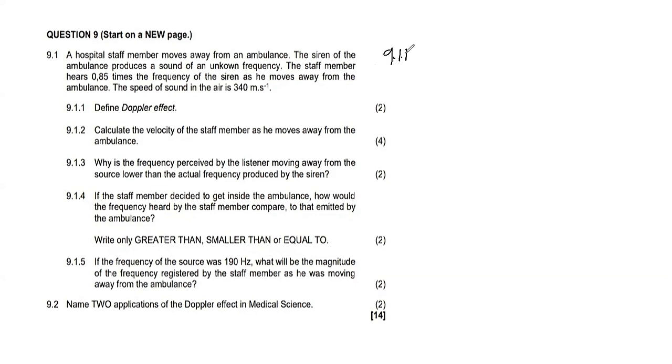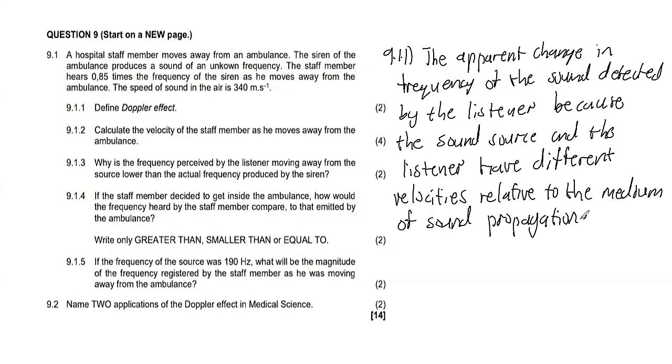So we know that the definition will always be there, right? That's how you define it. So you say it is the apparent change in frequency of the sound detected by the listener because the sound source and the listener have different velocities relative to the medium of sound propagation.